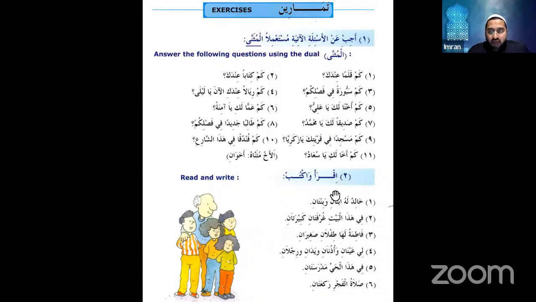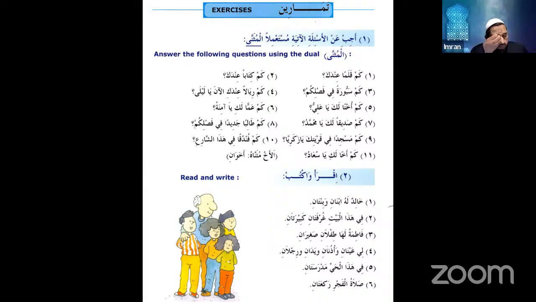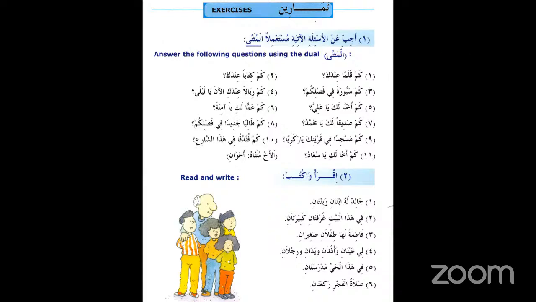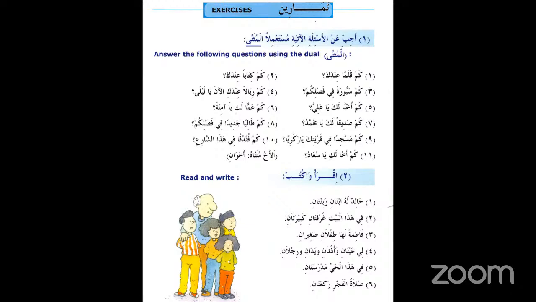Sister Zahra, I want you to read 3 of these, and then Sister Zainul Nadari will read the next 3. Go ahead. خالد له ابنان وبنتان. Khalid has 2 sons and 2 daughters. Correct. في هذا البيت غرفتان كبيرتان. In this house we have 2 big rooms. Excellent. فاطمة لها طفلان صغيران. Fatima has 2 young children. Correct.